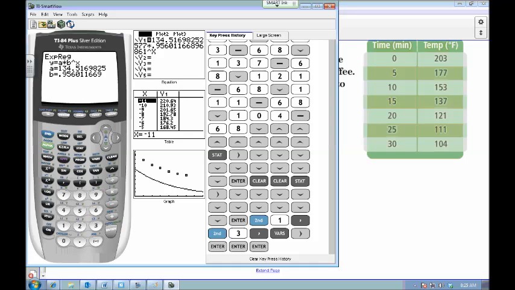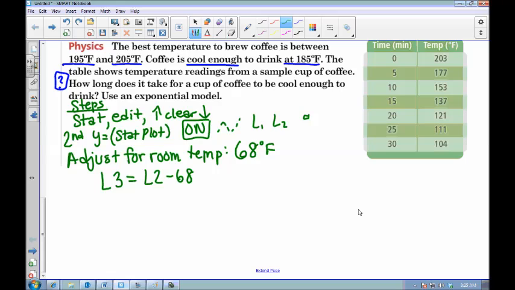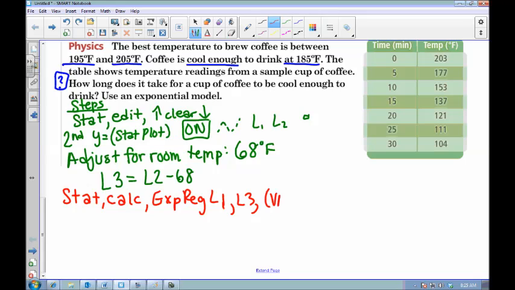Okay, I'm going to come back to the notes and jot down what we just did. So again, we went to stat, calculate, exponential regression, L1. This time we did L3, comma. The commas are important to separate it. It won't work without those commas. Then we went to vars, y vars. You're going to have to do one of these for your homework, so make sure you have the steps written down. Function, y1.